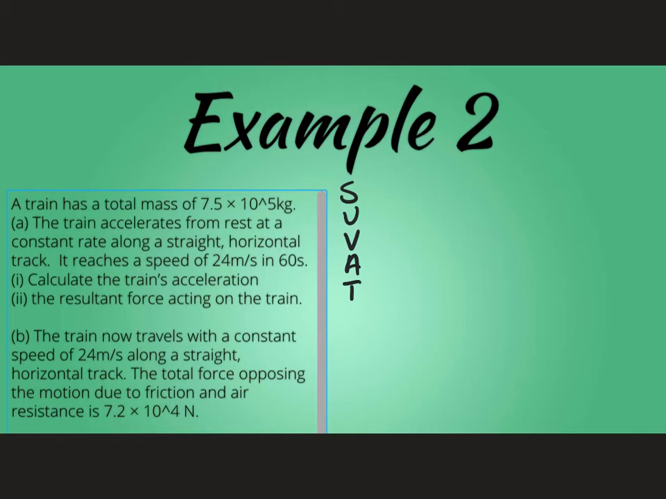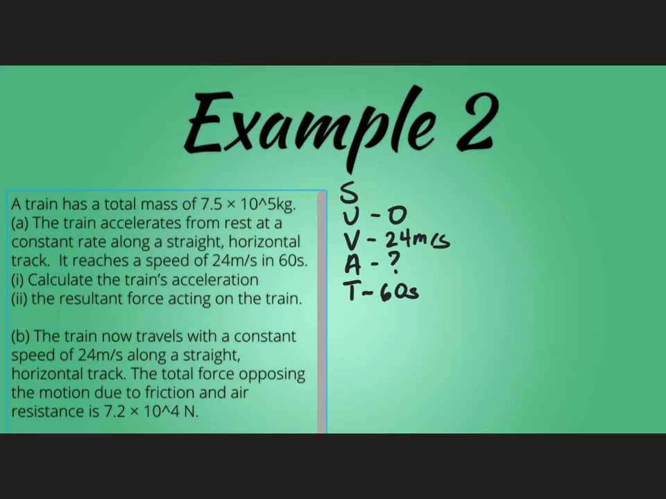Okay, so it's from rest, so that means u equals 0. It reaches a speed of 24, that's my final speed here, velocity, in 60 seconds, obviously is time, and it says calculate this train's acceleration, so I'm going to put a question mark there.